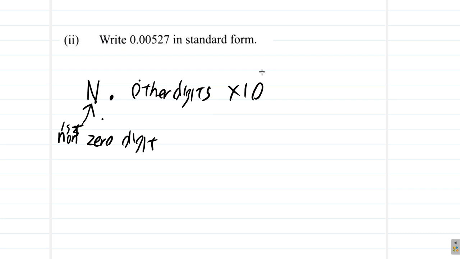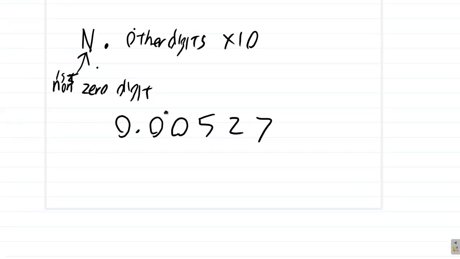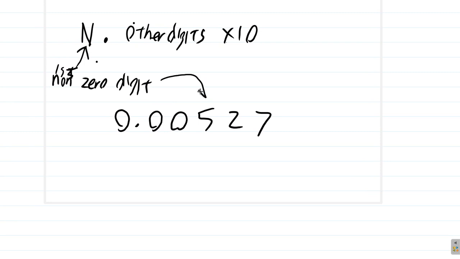That power that you multiply by 10 must make the standard form equal to the form the number was in before. Alright? So let's see. You see this? It's 0.00527. The first non-zero digit that we have here is 5. So we're going to write 5 at the decimal point. The other digits are the 2 and 7. So it's 2, 7. See that?